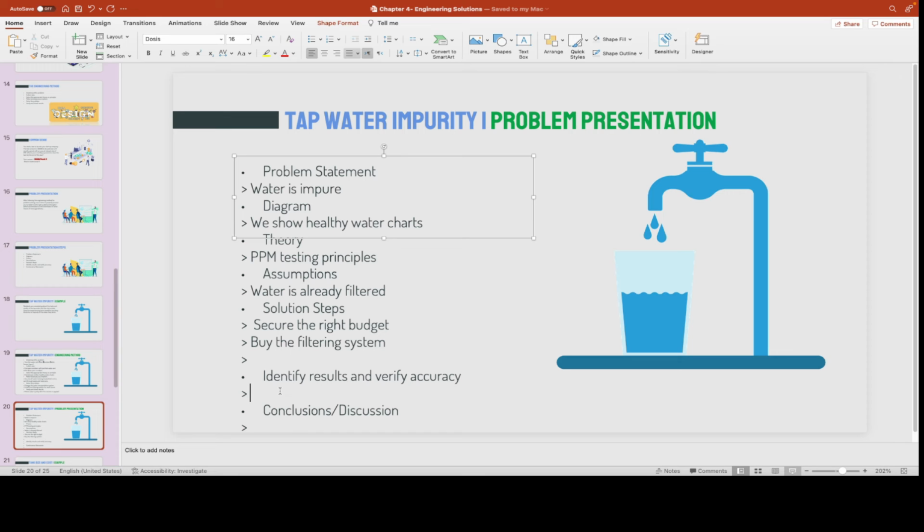Identify the results. We said we retest the water and assess as needed. Of course, in your homework or exam, I wouldn't accept those answers, but just here for the sake of time. Conclusions, blah, blah, blah. You can write whatever you want.